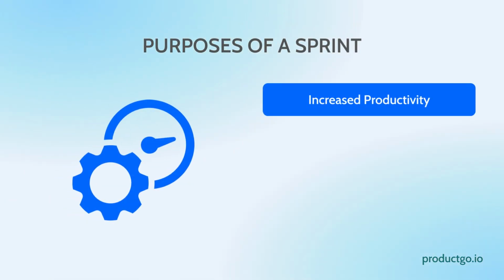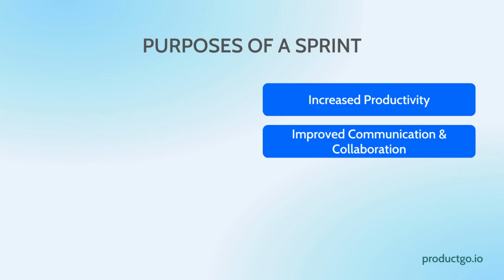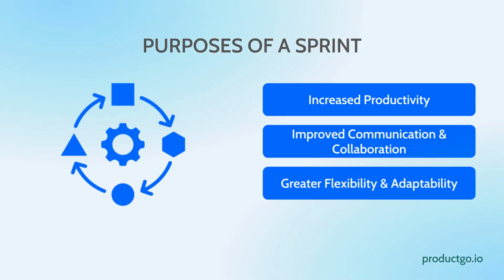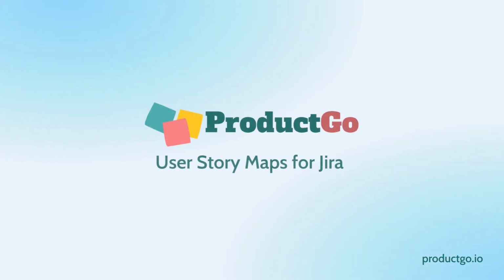Here are the purposes of a sprint. Sprints help teams to focus on a small set of tasks for a short period, which can lead to increased productivity. Sprint planning requires teams to communicate and collaborate regularly, which can help to improve team relationships and overall project success. Sprints allow teams to adapt to changes in requirements or priorities more easily. Sprint reviews provide teams with early feedback on their work, which can help to identify and address any problems early on.